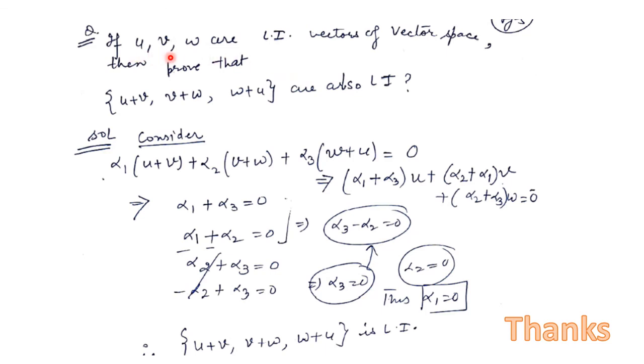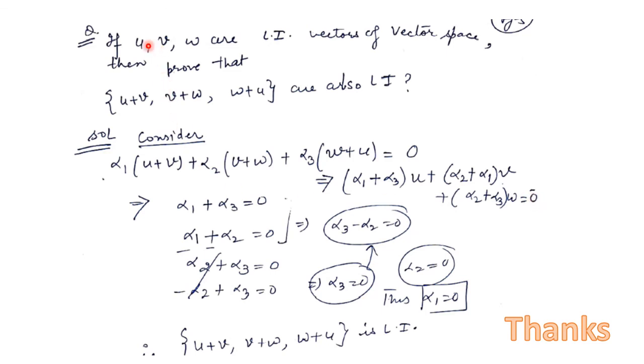So now just see, if u, v, w are linearly independent vectors of a vector space, then we have to prove that the set u plus v, v plus w, w plus u is also linearly independent, right? This is already given to us. We want to show this about this set. So we take the linear combination of this set, equate it to 0. Okay. So now you combine the terms of u, the terms of v and the terms of w. We have these three equations. Now just see, we get this times u, this times v, this times w is 0.